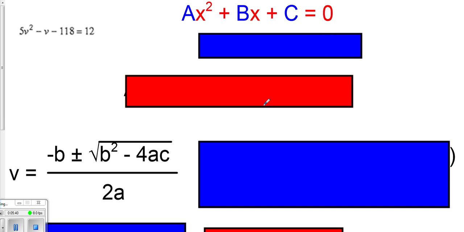Let's look at another example then. We will do 5v squared minus v minus 118 equals 12. Now we always want it to be set equal to 0, and it is not.